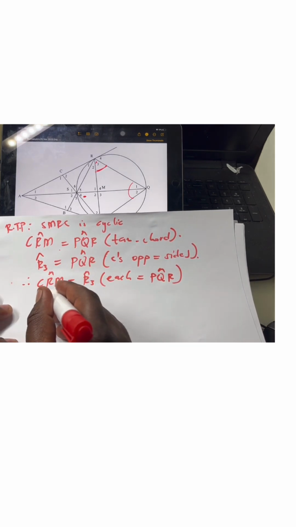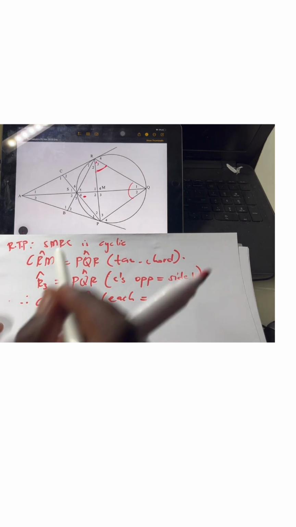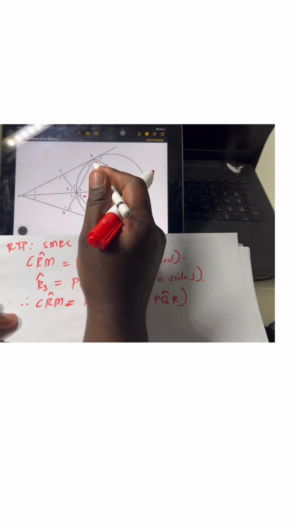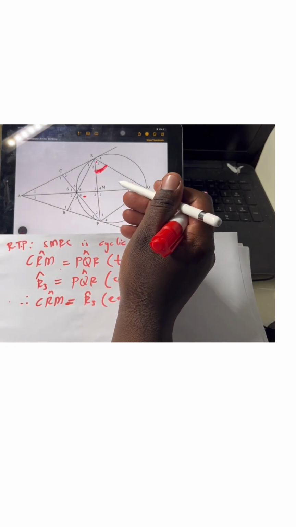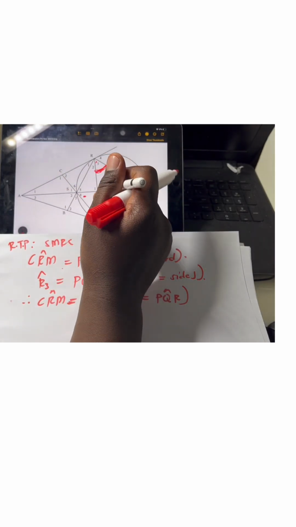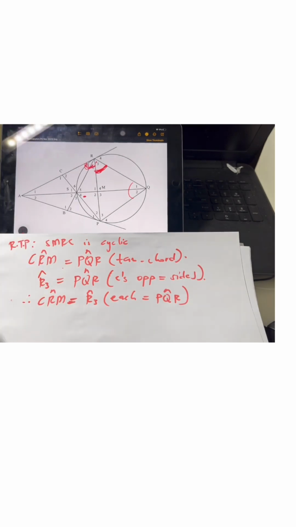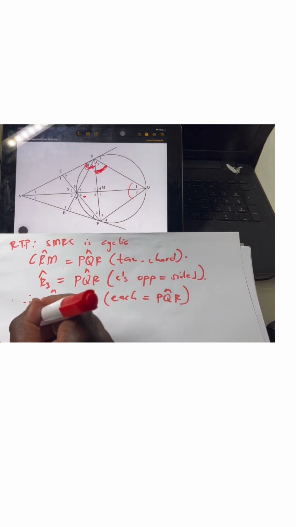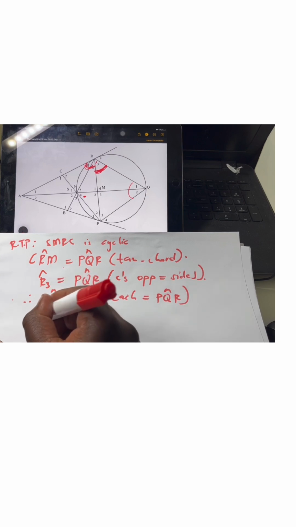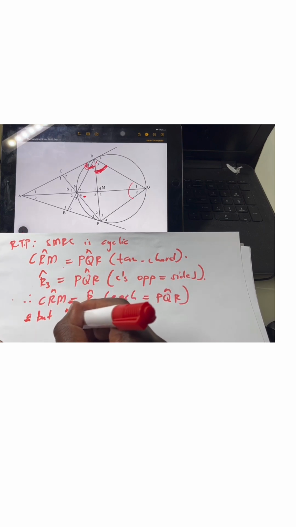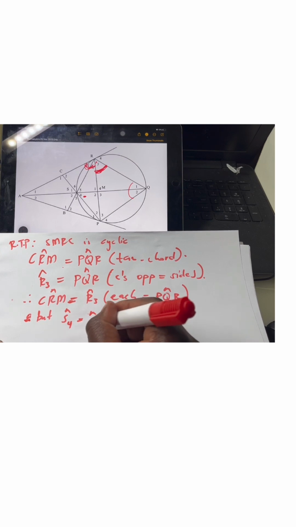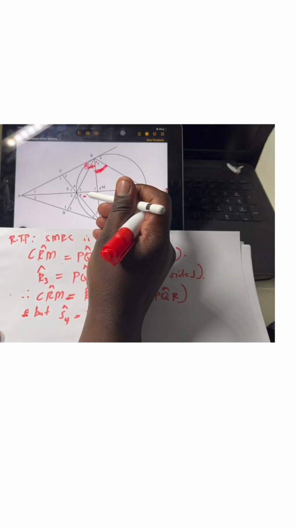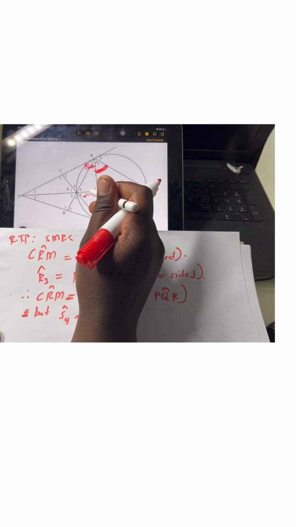Now that I know this, let's see. Now that I proved that R3, which is this angle over here, is equal to CRM, CRM is equal to the angle over there. But angle S4, we just proved this. Angle S4 is equal to angle R3. Angle S4 is this angle, and it's equal to that angle.